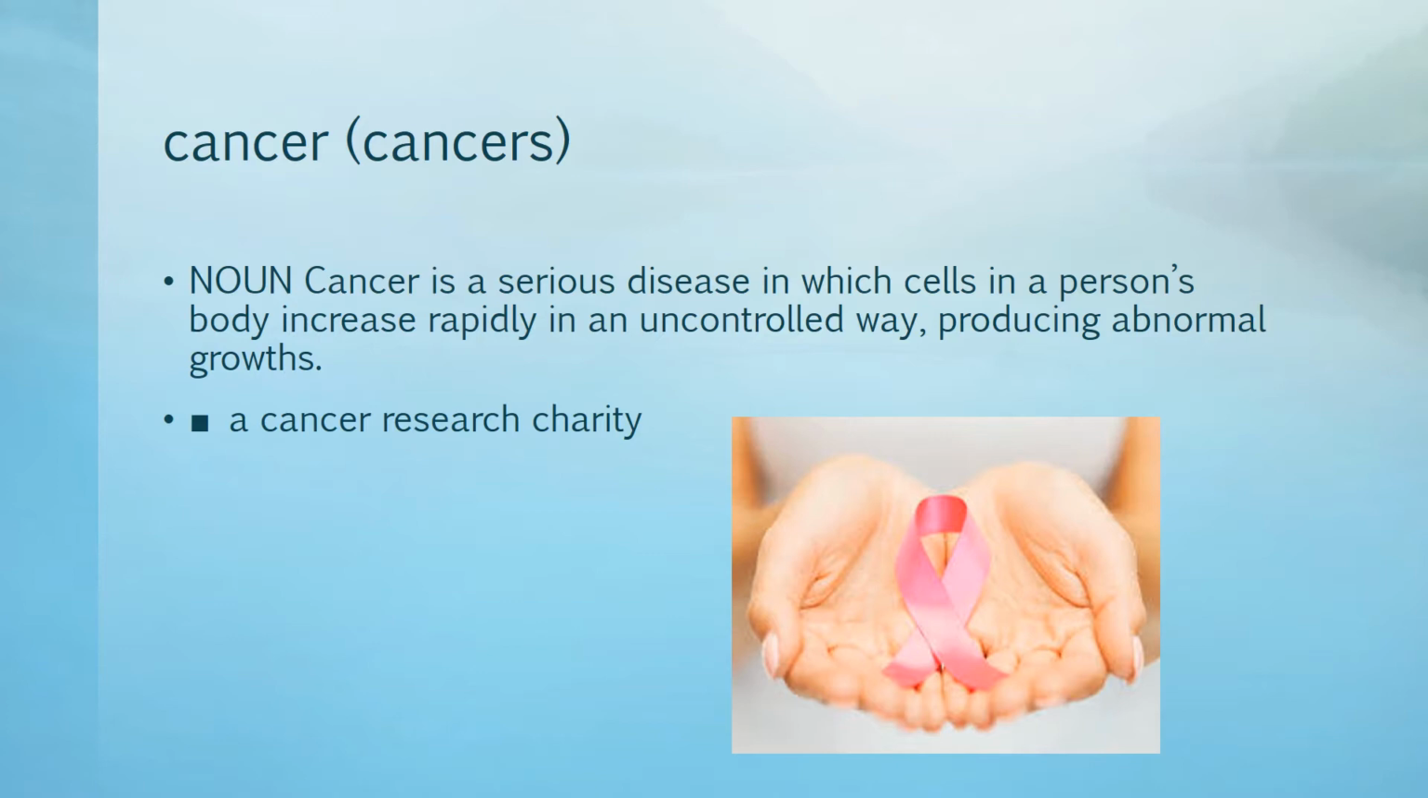Slide 3. Now, we'll talk about cancer. It's a noun and its plural is cancers. Cancer is a serious disease in which cells in a person's body increase rapidly in an uncontrolled way, producing abnormal growth. For example, a cancer research charity.